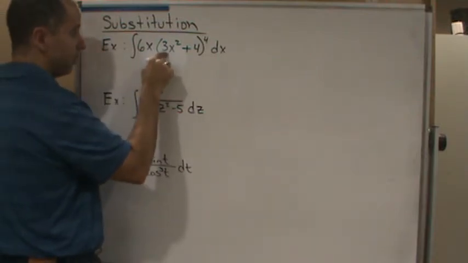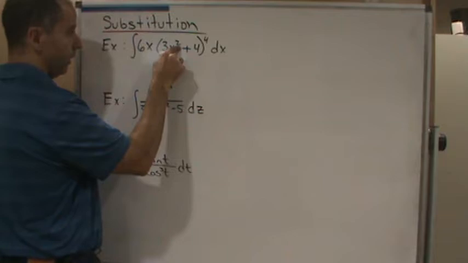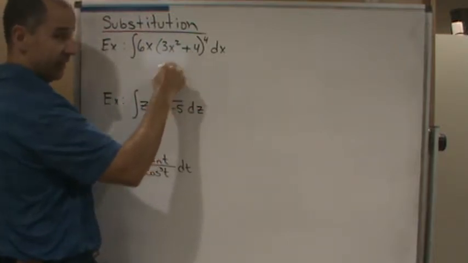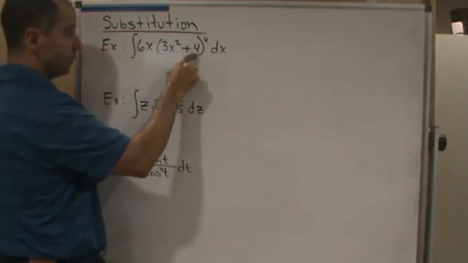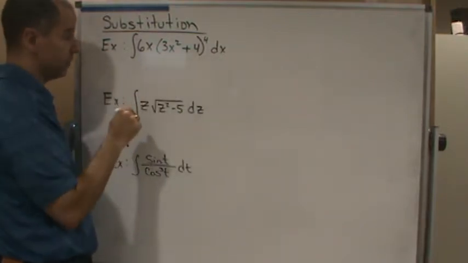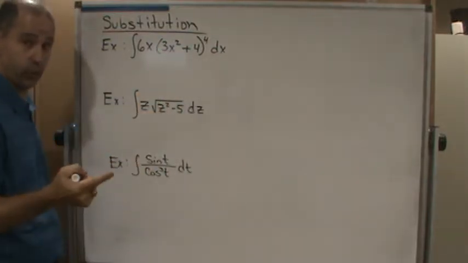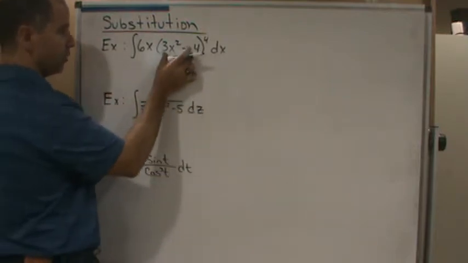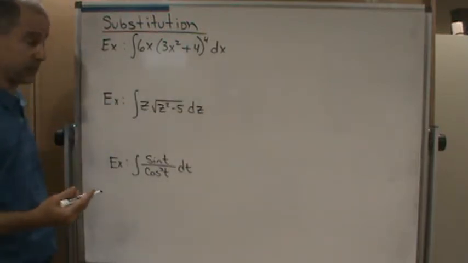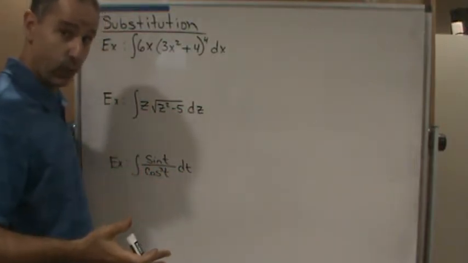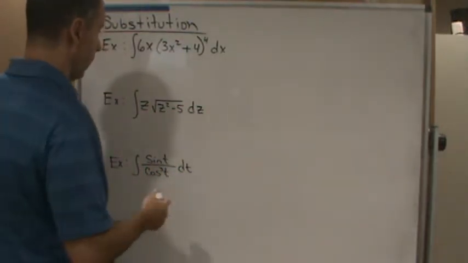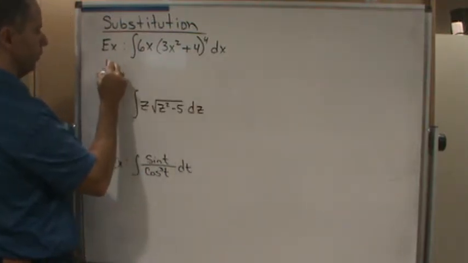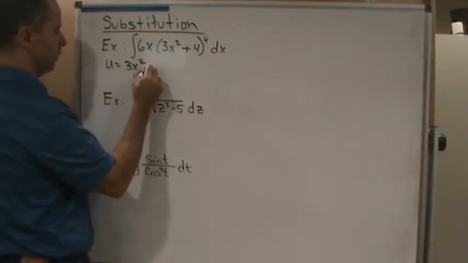Now, I am not going to make u equal to 3x squared because I'm going to run into problems, because I've got this constant here. It doesn't hurt to add the constant to my u substitution because once I take the derivative of u, it goes away, and I still end up with 6x. So it never hurts to include a constant in your u substitution. In fact, in a lot of ways, it always helps. So now, let's do u is equal to 3x squared plus 4.